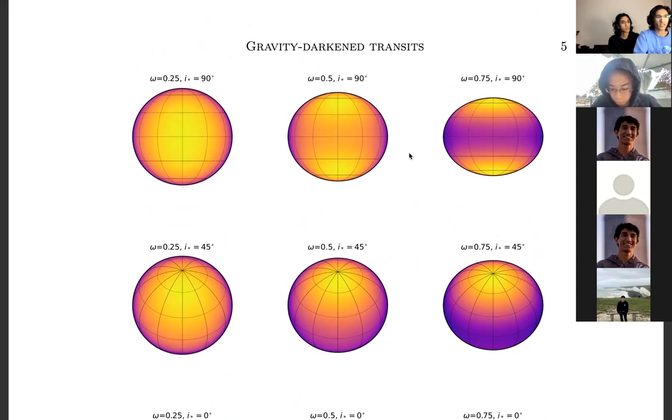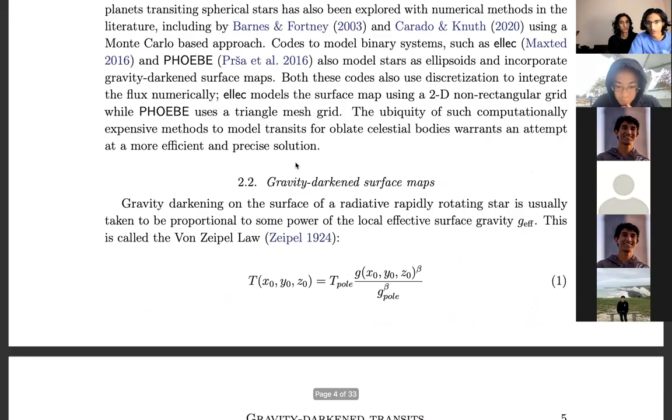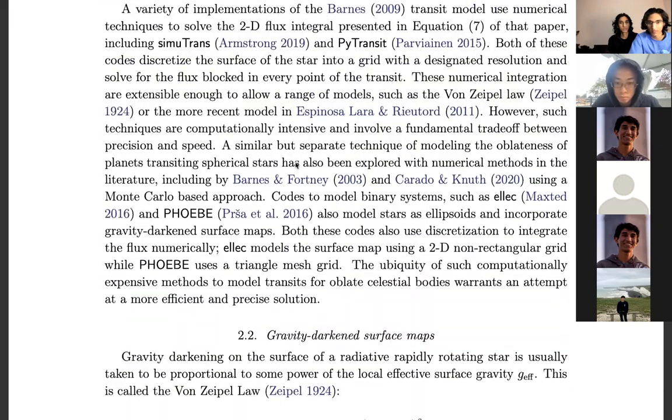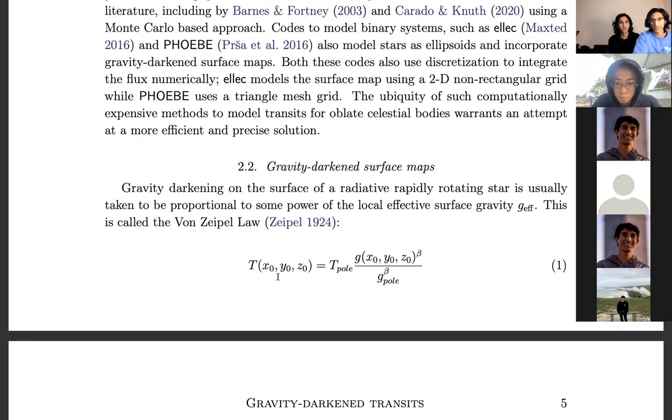And the reason this happens can be described by something called the von Zeipel law, which I will not derive from scratch, but I'll write it down. Essentially, what the von Zeipel law says is that the temperature at a given point on the star is equal to the temperature at the pole, which is a scaling, times the surface gravity to the power of some exponent beta, divided by the surface gravity at the pole to the power of beta.